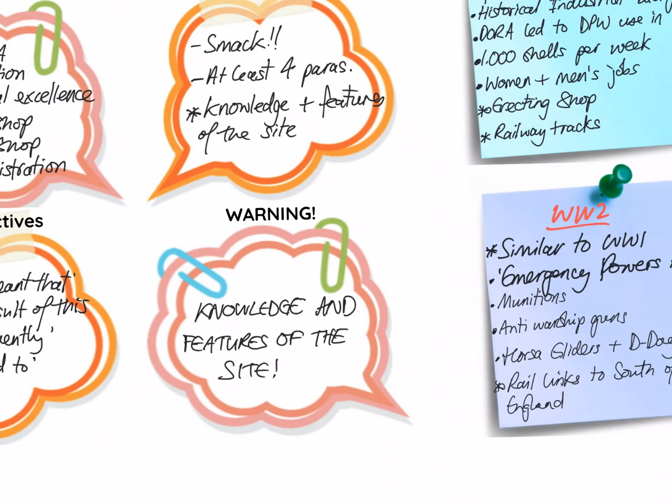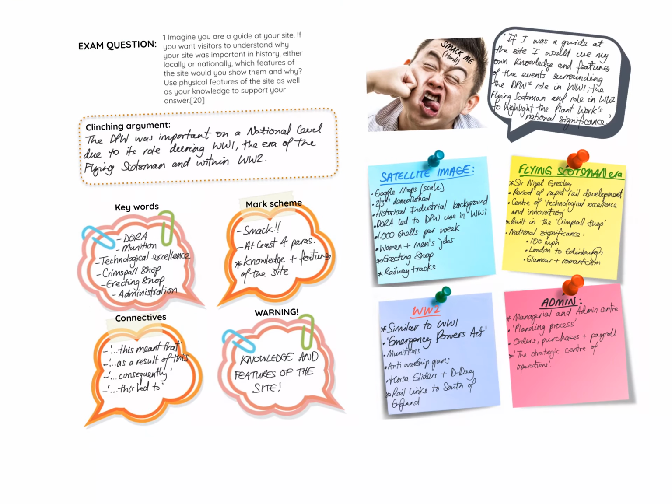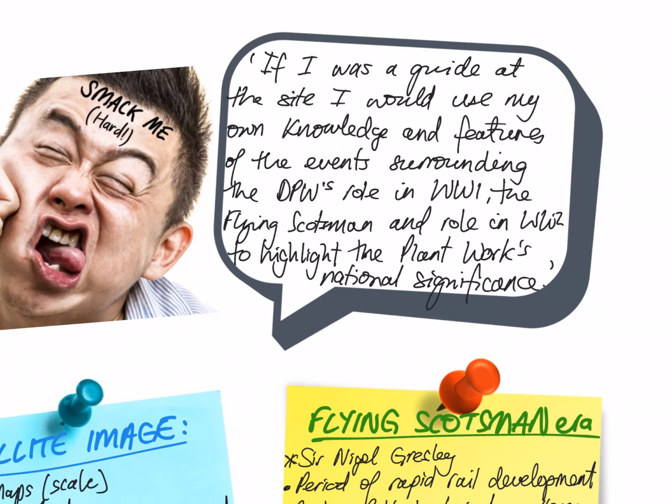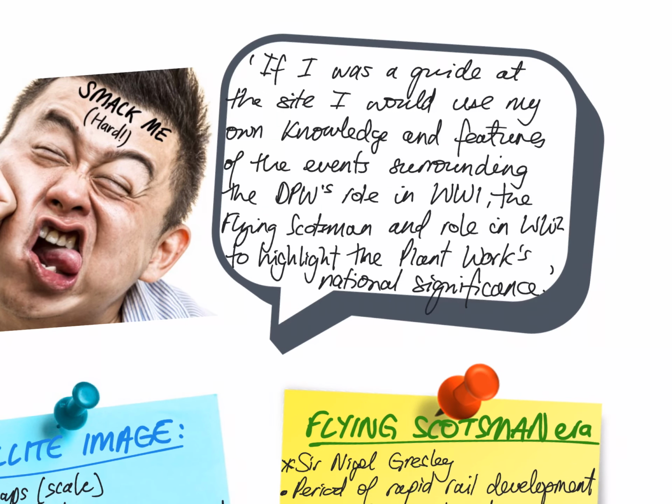That's really, really important. So looking at how I would start this, I'd smack the examiner in the face by directly answering the question in the opening sentence, and I would write, if I was a guide at the site, I would use my own knowledge and features of the site and events surrounding the Doncaster Plant Works' role in World War I, the Flying Scotsman, and role in World War II, to highlight the plant works' national significance.